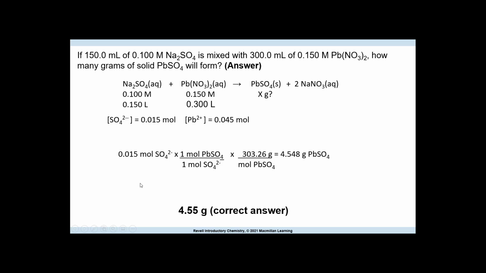This one. So you're going to set it up with 0.15, and then you're going to do stoichiometry to determine how much. So we start with this. We have 1 mole to 1 mole. We use the molar mass of lead 2 sulfate, and it ends up producing 4.548 grams, which ends up being 4.55. We couldn't use this one because this is going to run out well before this one does. So we'll never get to the amount that this one is.